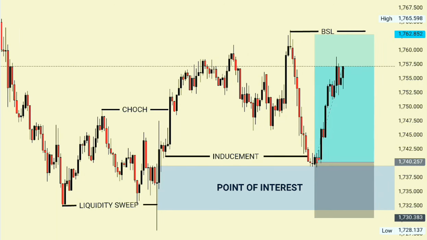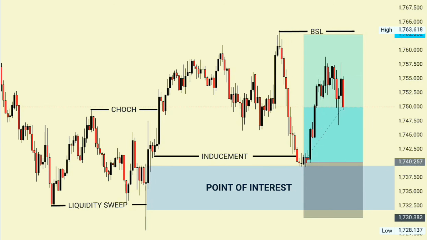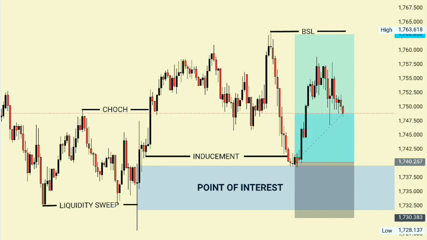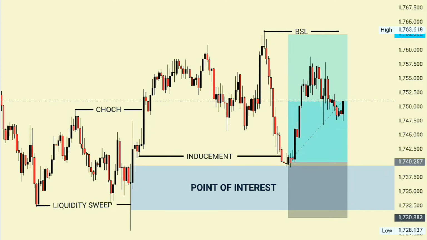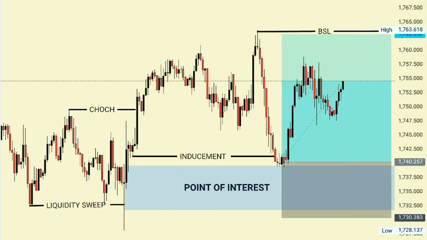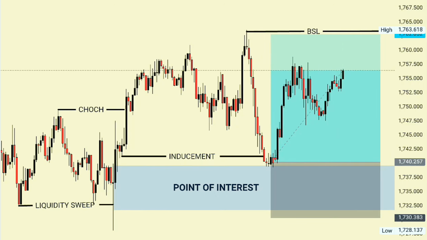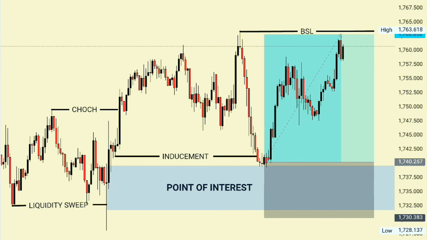The stop loss is placed below the point of interest and below the inducement low, ensuring protection against structural failure. Position size is then calculated so that a stop loss hit results in no more than 1% loss. This allows consistency and long-term sustainability. The target for this trade is placed at buy-side liquidity near the previous highs, where profit is logically delivered. This execution model prioritizes structure, liquidity, and risk control over prediction, making it a disciplined and repeatable trading approach.